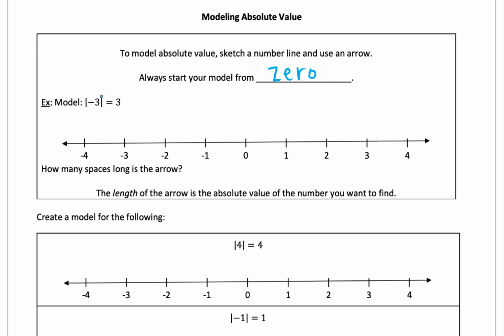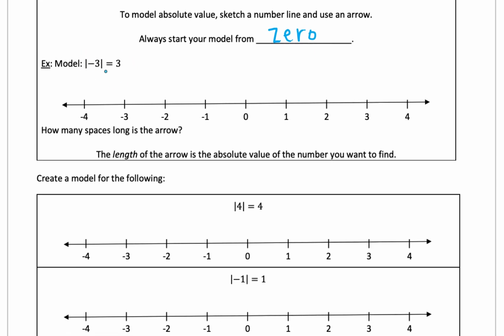So in this example, we need to model the absolute value of negative 3 equals 3. So what that means is I'm going to start my model at 0, and I'm going to go to the number that's in my bars. So I'm going to go to the number negative 3. To do that, I'm starting at 0 and moving left to negative 3, so my arrow needs to face the left. And if you notice, I'm putting the bars around my arrow. That's just reminding me that I'm taking the distance there.